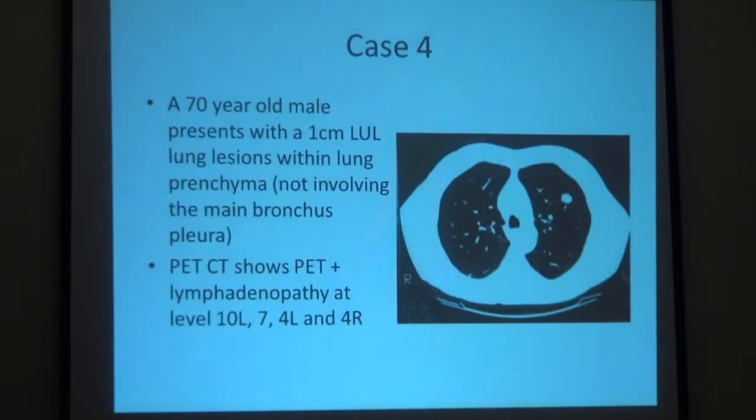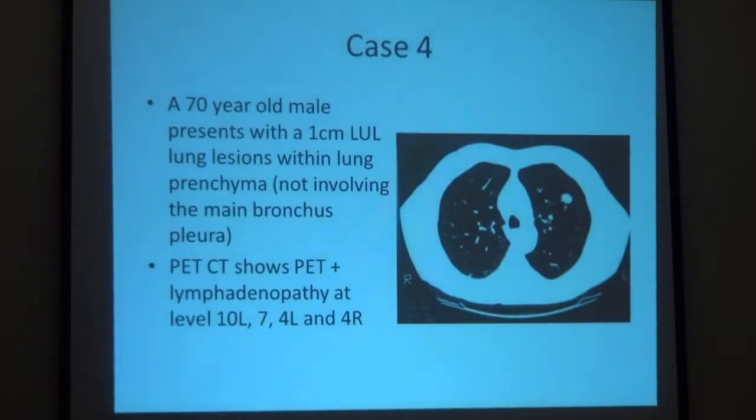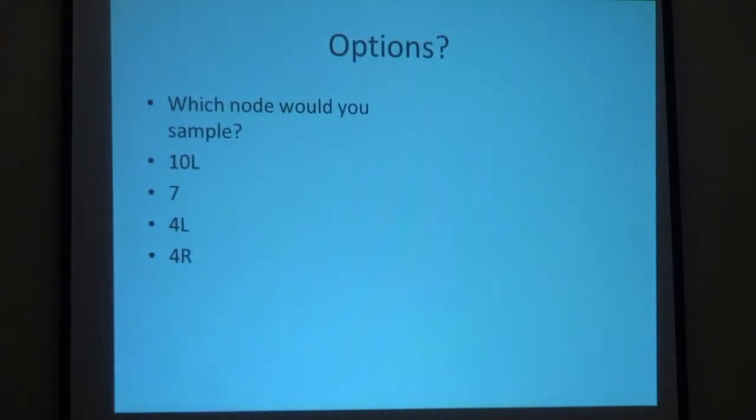This is another case: a 70-year-old male with a 1 centimeter left upper lobe lung lesion that's not involving the main bronchus, so it's circumscribed. The PET CT shows PET positive lymphadenopathy at levels 10L, 7, 4L, and 4R. So multiple levels. Which node would you sample? Remember, left upper lobe lesion and all these. Which node would you go to first? The 10, the 7, the 4L, or the 4R?